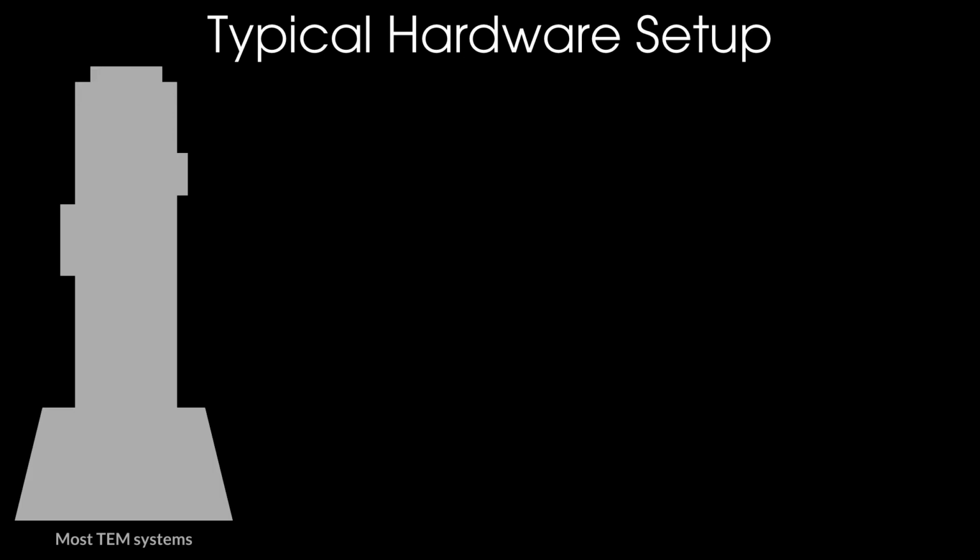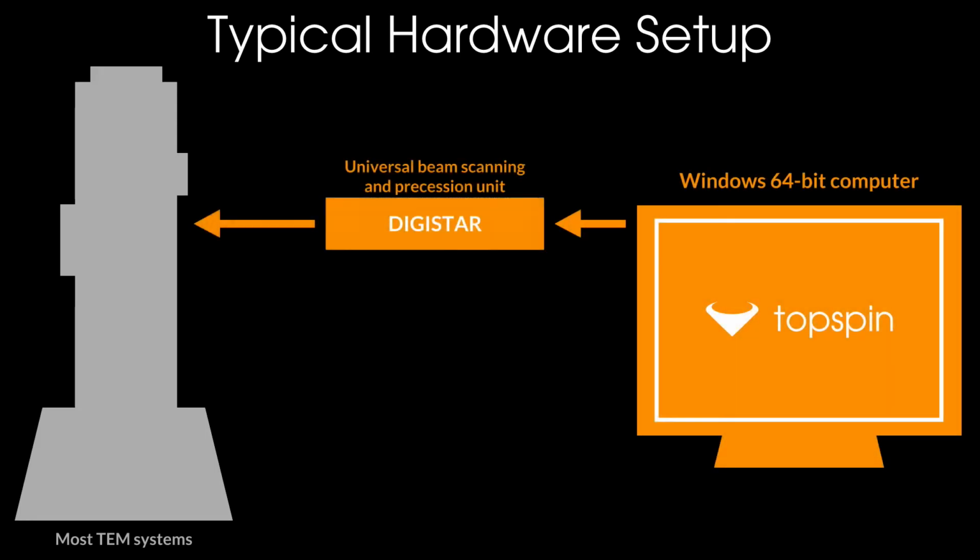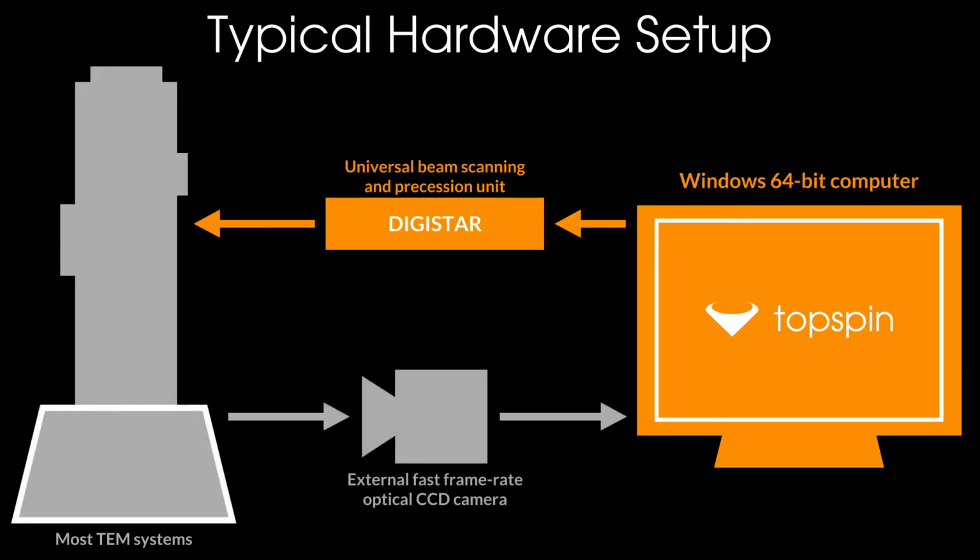Because it is an external system, Topspin strain is compatible with a wide variety of TEM columns. The Topspin strain computer communicates with the Digistar electronics to control both precession and scanning. Diffraction patterns projected on the TEM's fluorescent screen are captured by an external high-speed camera.